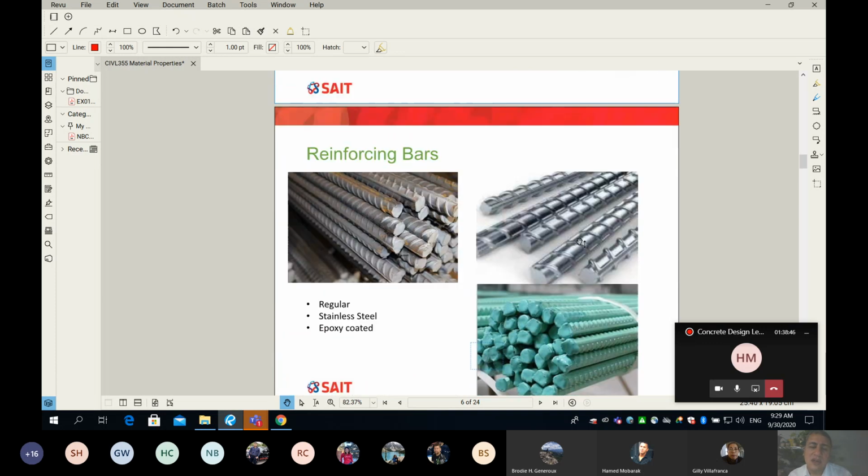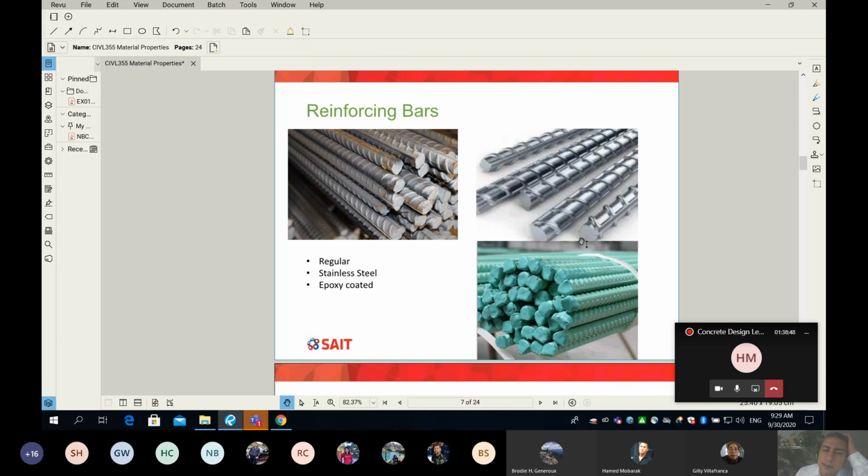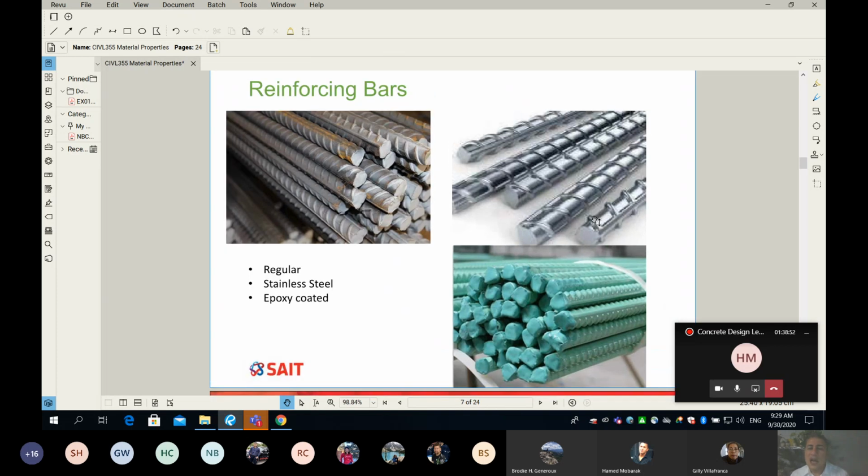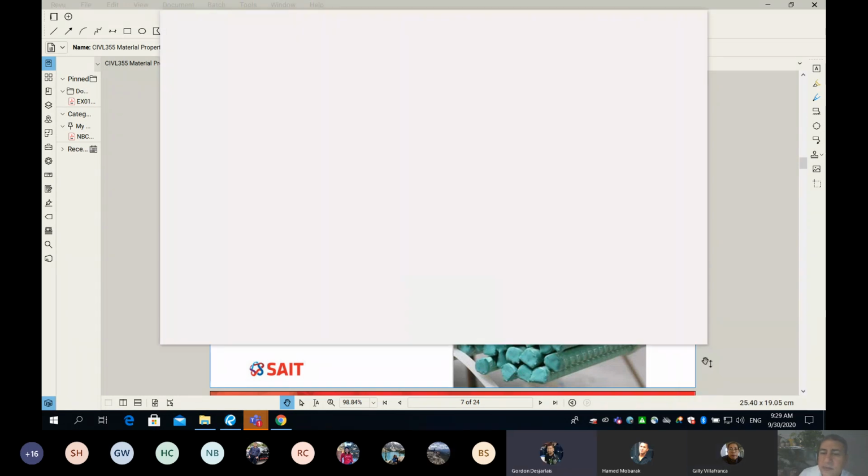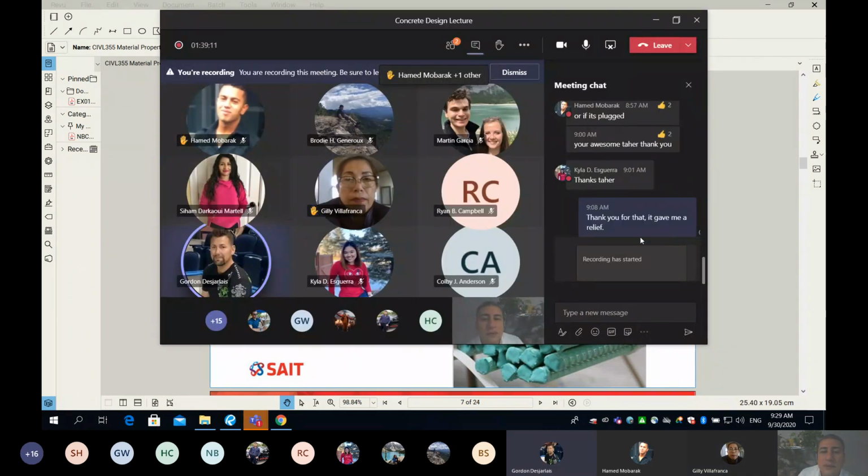Now, the next part is a very interesting part: types of reinforcing bars. I'm going to zoom in. Guys, let me ask you for a couple of marks. You can see three different types of rebar. Which one is the most common one? Which one will you always see on site? Top left, the regular.